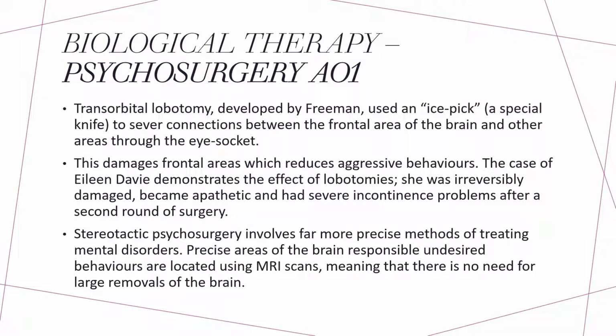Transorbital lobotomy, developed by Freeman, used a so-called ice pick, which is essentially a special surgical knife, to sever connections between the frontal area of the brain and other areas through the eye socket. This damages frontal areas, which reduces aggressive behaviors. However, the case of Eileen Davey demonstrates the effect of lobotomies. She was irreversibly damaged and she became apathetic and had severe incontinence problems, so she couldn't hold back her urine or her bowel movements after a second round of surgery.